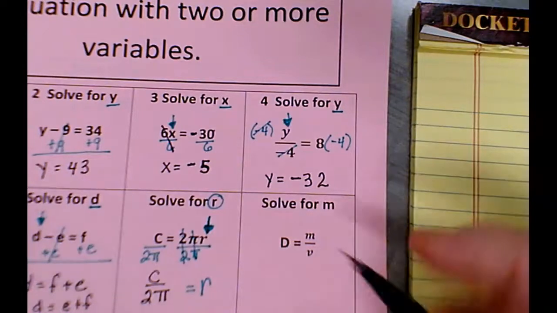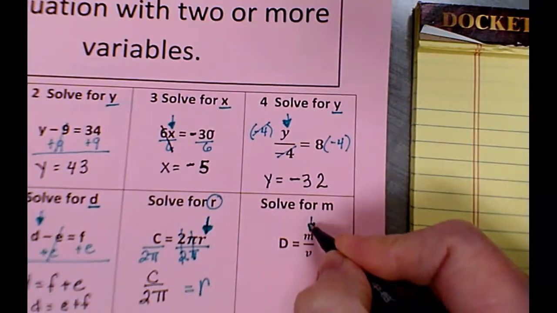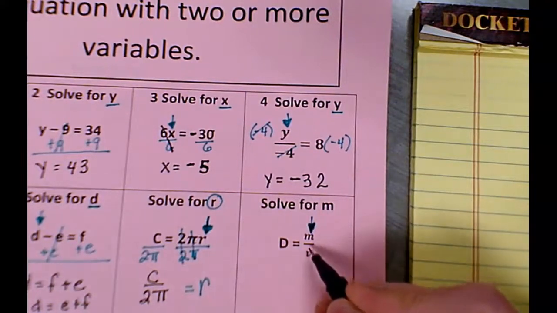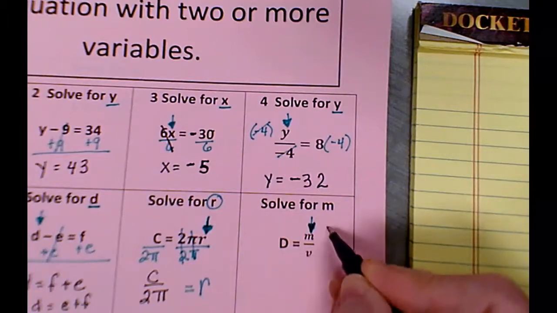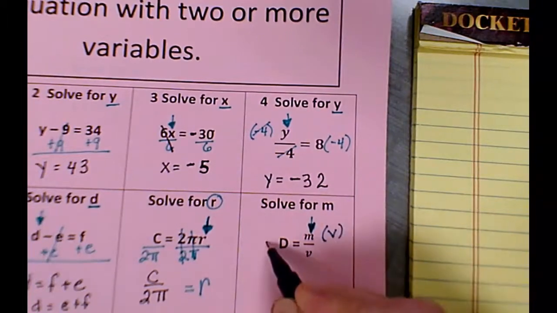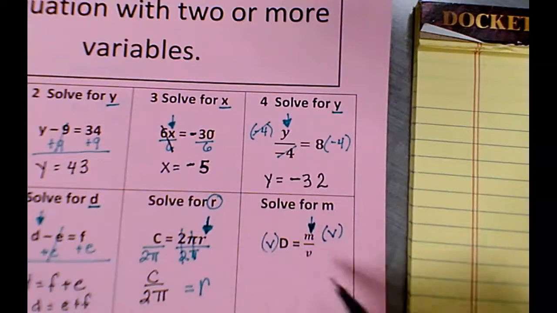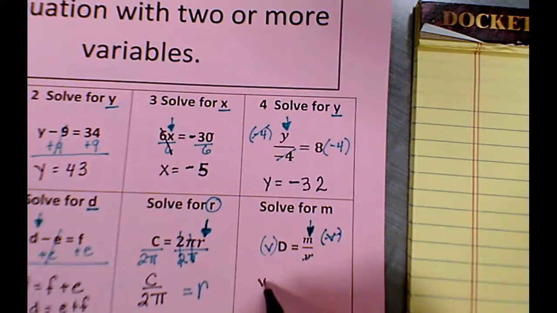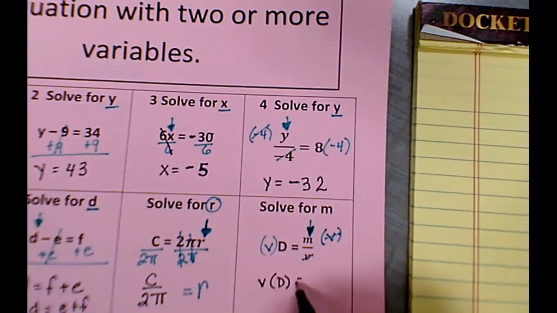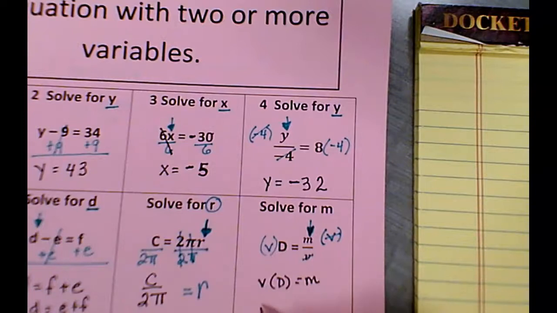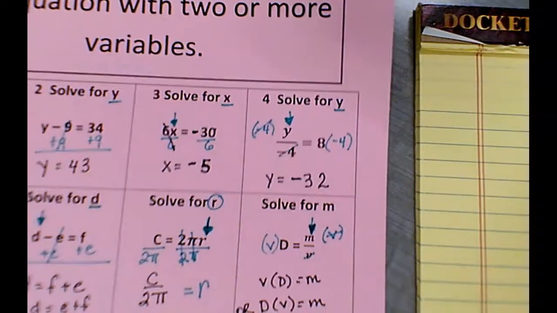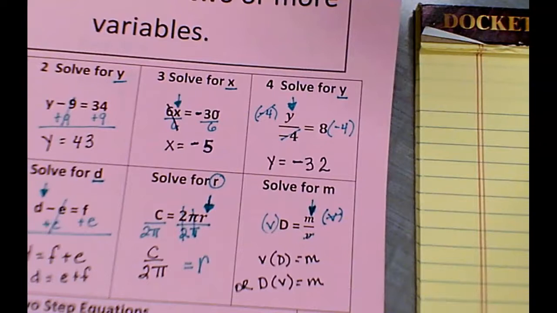I want to solve for m. I want m to be by itself. This is divided by d, and the opposite of divide by is multiply. So that will cancel. So v times d is equal to m, or d times v is equal to m, because the order of multiplication doesn't matter.